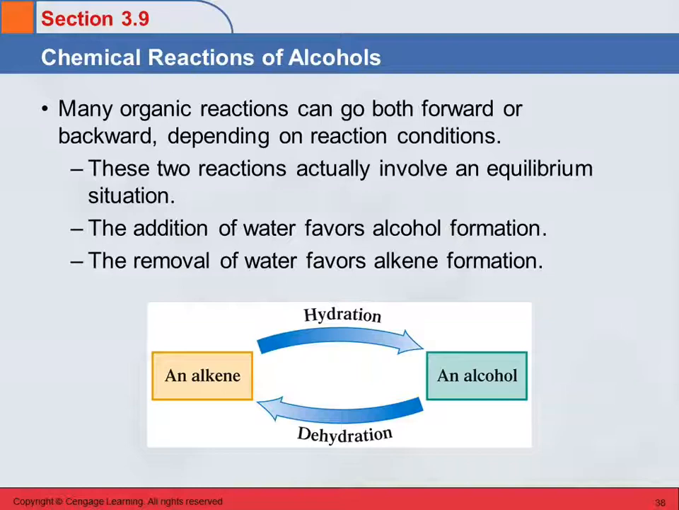Many organic reactions can go both forward or backwards, depending on the reaction conditions. And this hydration, dehydration, addition, elimination of water is one of those situations. So we can have an alkene being hydrated to form an alcohol, and that alcohol can be dehydrated to form an alkene. Whether it goes one way or the other just depends on the reaction conditions, and so you can control it to some extent.